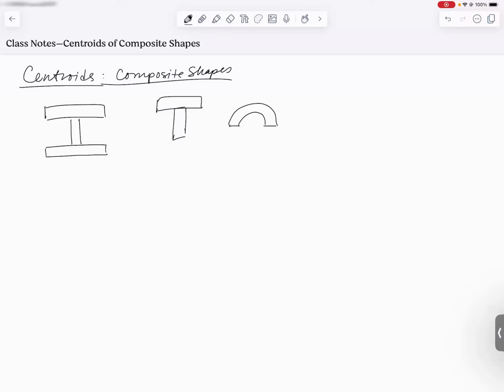And some of these you automatically know, right? I think you know that the centroid of a rectangle is right in the middle of that rectangle. Some of the other shapes, like a half circle, you probably would need to look up.